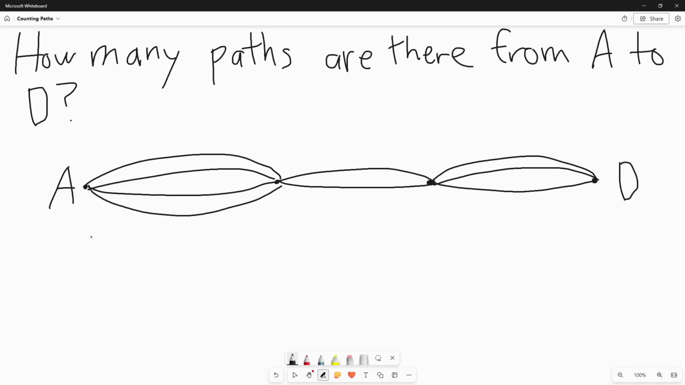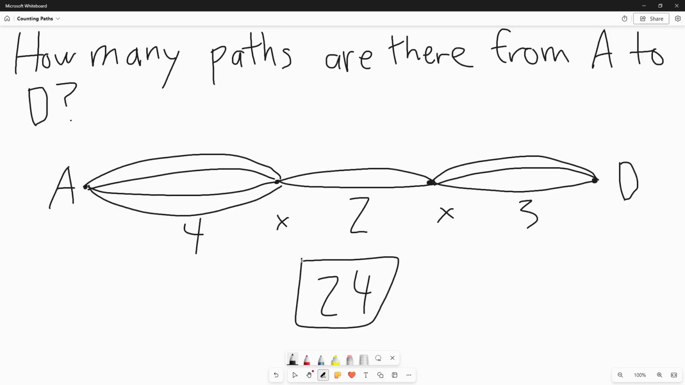So let's start with A to the next point, and there are 4 paths you can take just by counting. And that point to the next point, there are 2 possible ways. And that point to D, there are 3 possible ways. And those are all the numbers we need. So let's just multiply all of them together. So 4 times 2 times 3, and then we get 24 as our answer. So there are 24 total paths we can take from A to D.